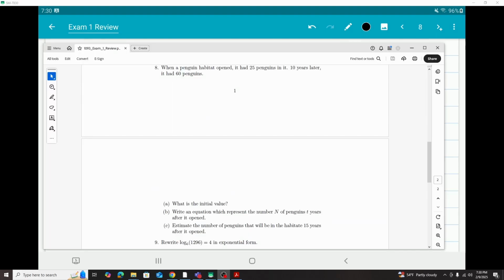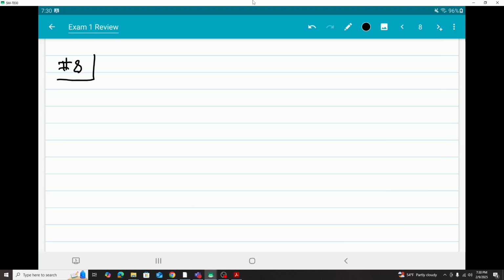Number 8. When a penguin habitat opened, it originally had 25 penguins. 10 years later, it grew to 60 penguins. And so the first question is, what is the initial value for this problem? The initial value should be the thing that you start with. So we look and we say, when it opened, it had 25 penguins. So our initial value is just that 25. It's what we started with.